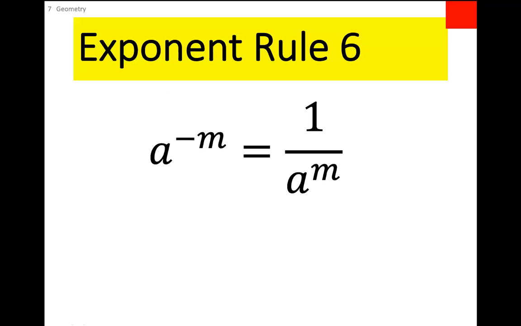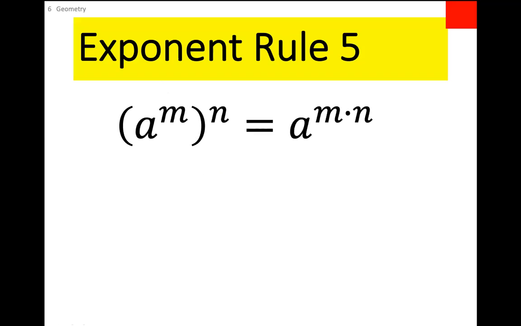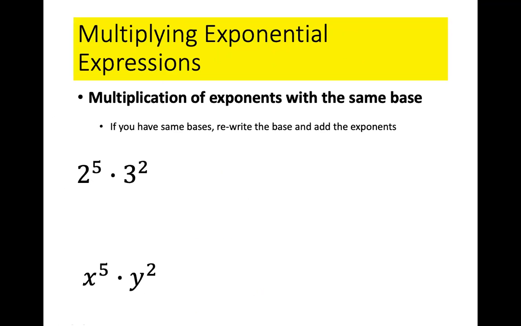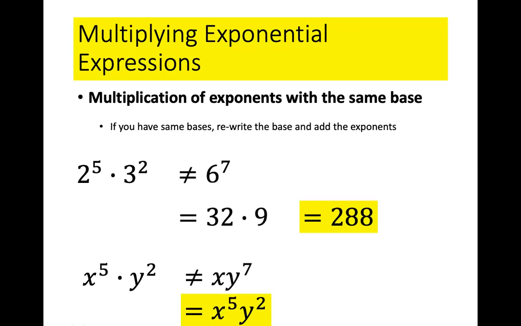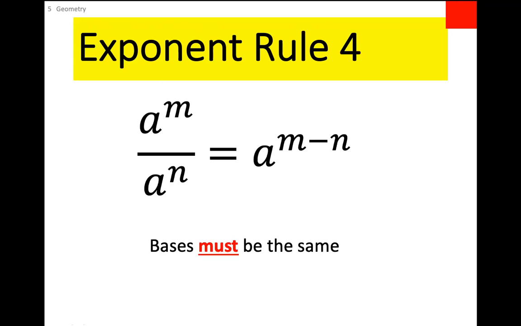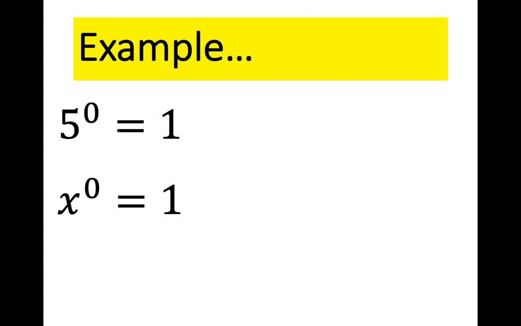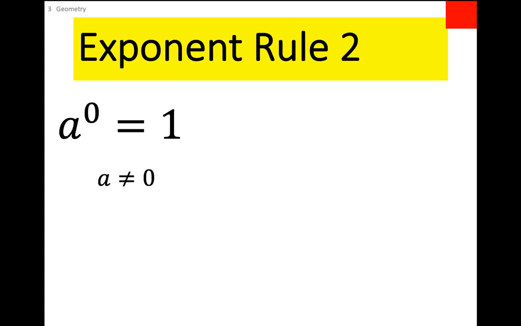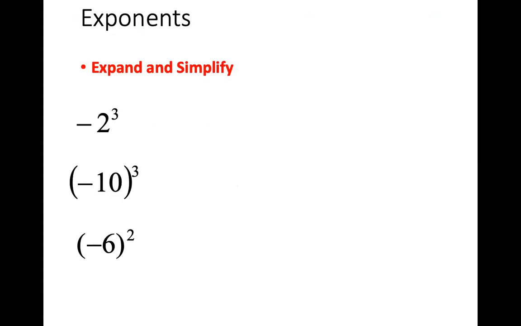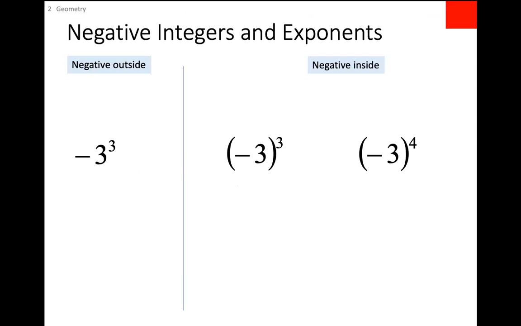That was a bunch of rules. We had the negative exponent rule, rule 6. We had the power of power rule, that's rule 5. You multiply the powers. We had the division rule, that means subtract, as long as the bases are the same. We had the multiplication rule, which is to add the exponents. We had the anything to the 0 power is 1 rule, and then the first rule we had, which was basically, how do you expand and simplify exponents?